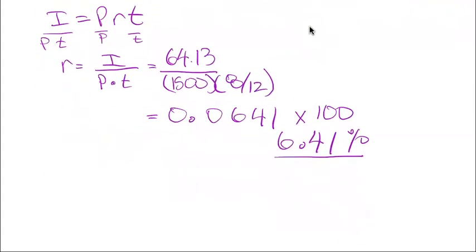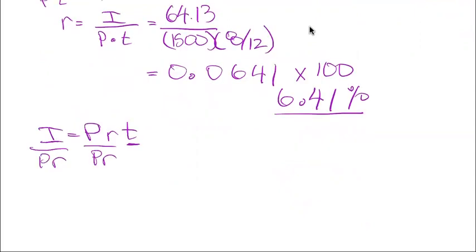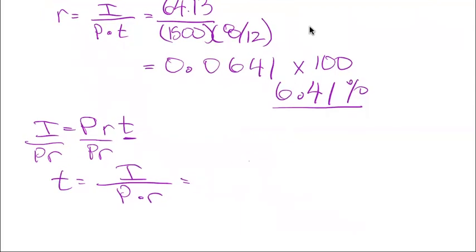Again, start with our formula. I is equal to PRT. I want T by itself, so I'm going to divide by P and R. So I get my time is equal to interest divided by principal times my rate. My principal was, from this question, $500 divided by my, my interest, not principal.